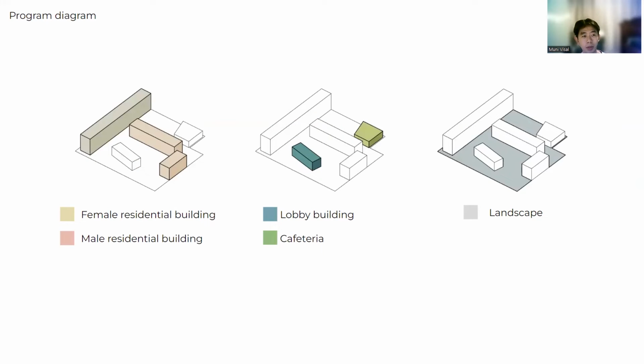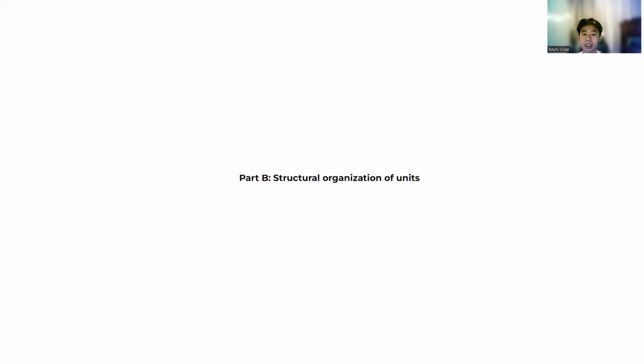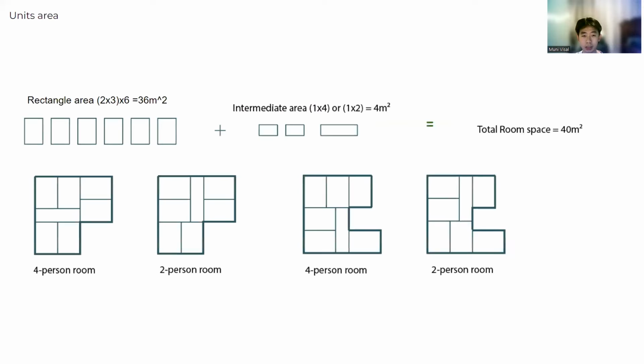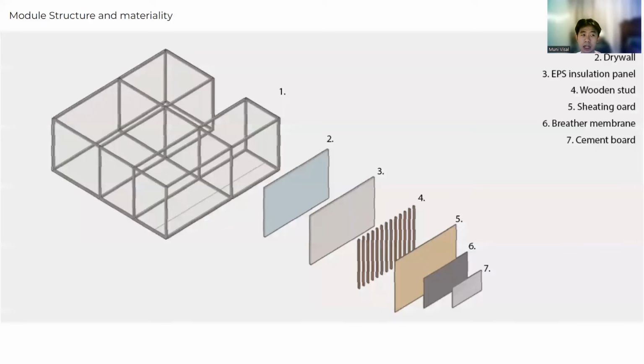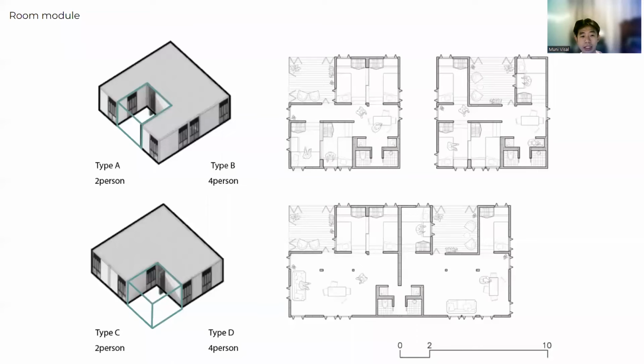So this is our program diagram. Part B is the structural organization of the units. For unit area, this is our room model. We have a rectangle area that can be used for bed area as well as shared space. We have an intermediate area, which is a space for people to walk, and it all adds up to 40 square meters. Our room model is prefab with a structural steel frame. And this is our room model.